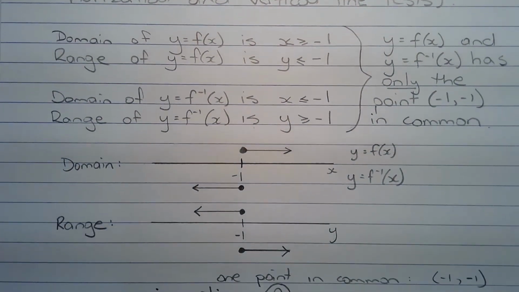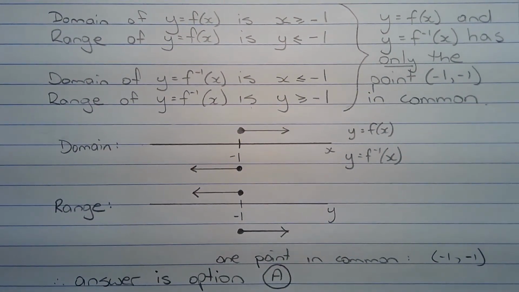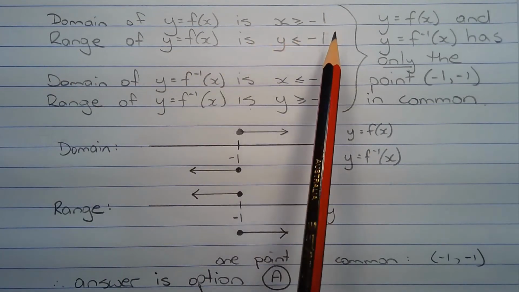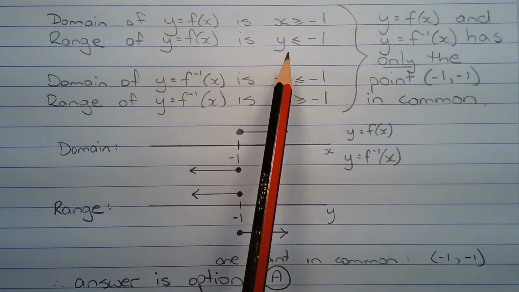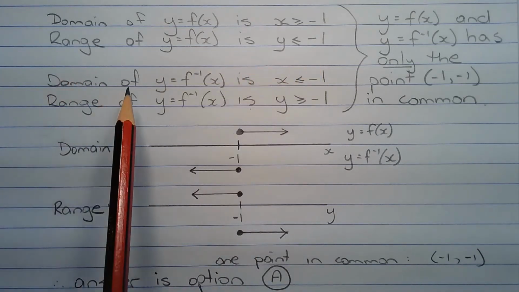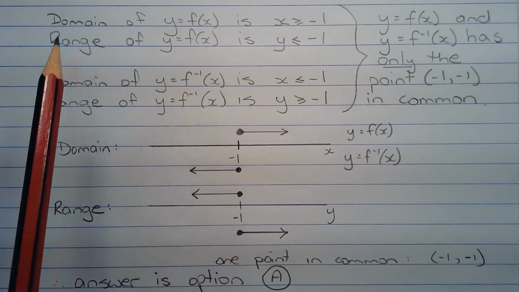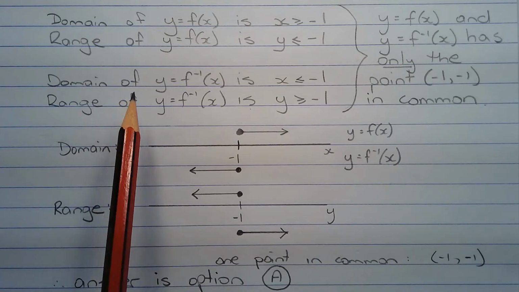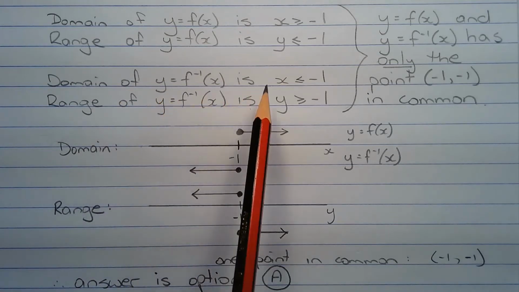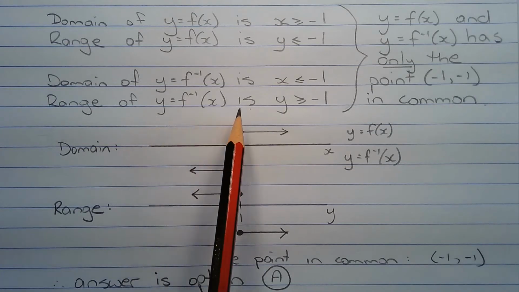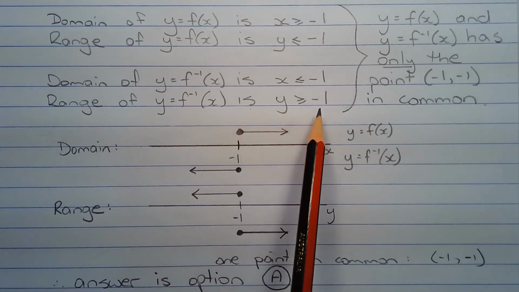Now, looking at the domain and range of y equals f of x, the domain is x greater than or equal to negative 1, and the range is y less than or equal to negative 1. Now, the domain and range of y equals inverse f of x is just the domain and range of y equals f of x switched around. So the domain of y equals inverse f of x is x less than or equal to negative 1, and the range of y equals inverse f of x is y greater than or equal to negative 1.